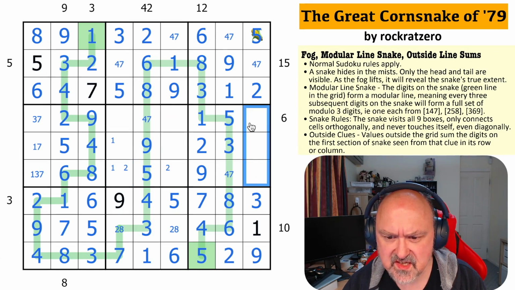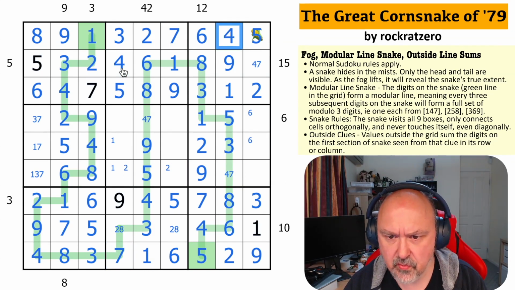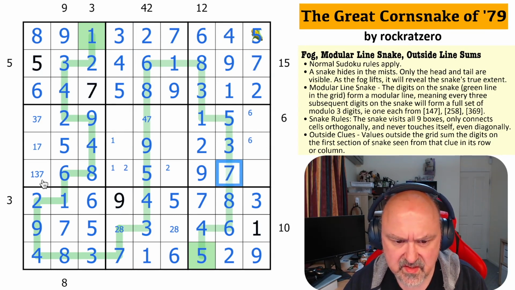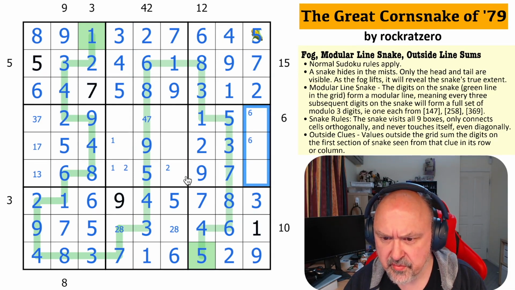I've got to put a 6 in one of those two, because 6 can't go in those. Ah, this 7 looks up, making this 4, this 7, this 4, this 7, this 7. There's no 7 here. So these are 1, 2, 3, 4, 5, 6.